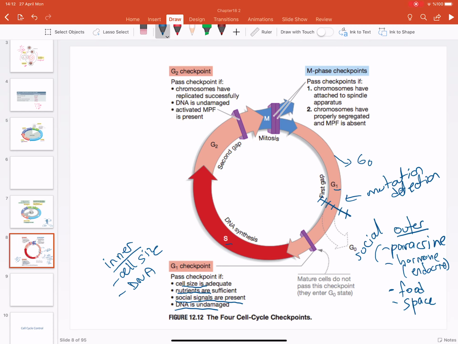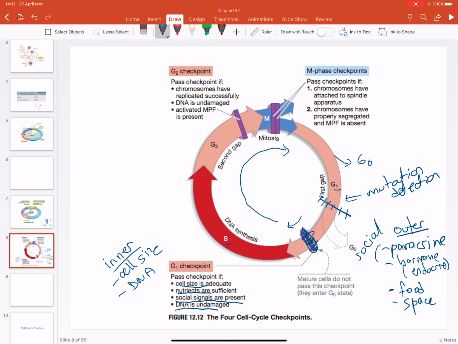Okay, so this is what it checks in the G1, and we say this is the main border, because once it passes the G1 to S, the cell cycle will continue and come back here, sooner or later. Okay, so this is the main thing. The cell decides proliferation here. If it passes here, it proliferates. If not, it's not going to proliferate.